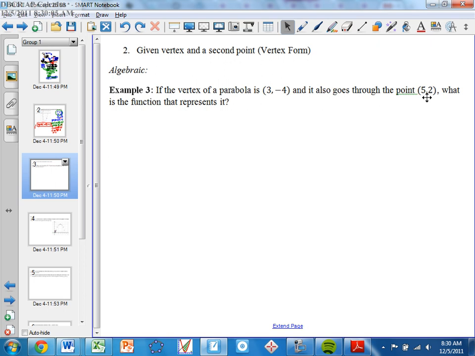Now, here it tells you in the problem the vertex, so clearly you're using vertex form. It tells you the vertex, so go right to vertex form. Who can tell me what vertex form is? How do you say vertex form?